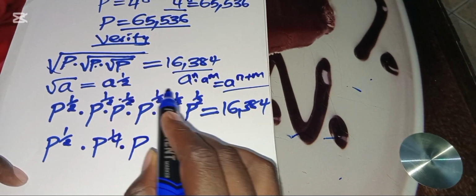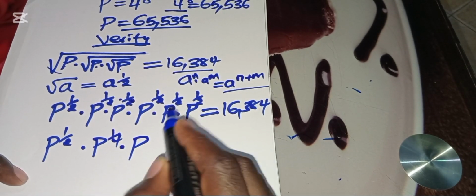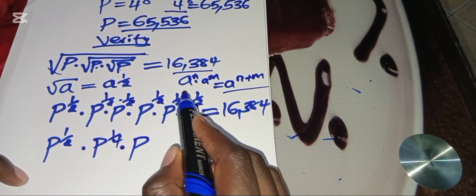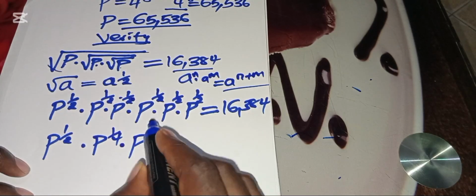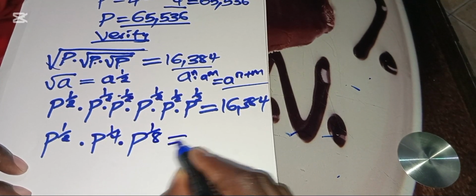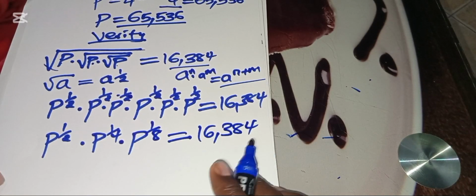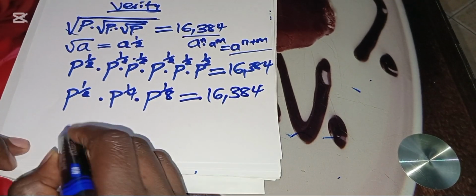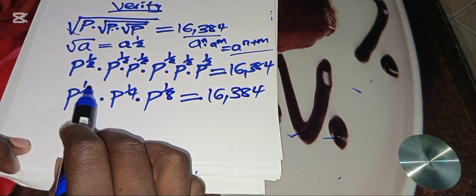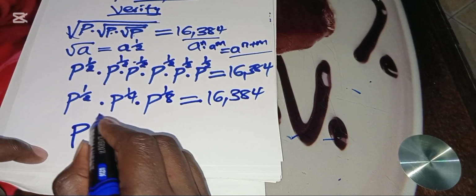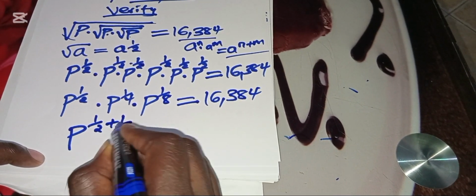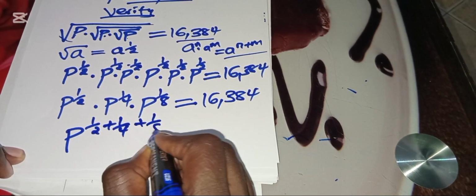This is a half plus a half plus a half. Okay, this is a half. If you add the three of them, we'll have 1 over 8. This is supposed to give us 16,384. Now if you add a half plus 1 over 4 plus 1 over 8.